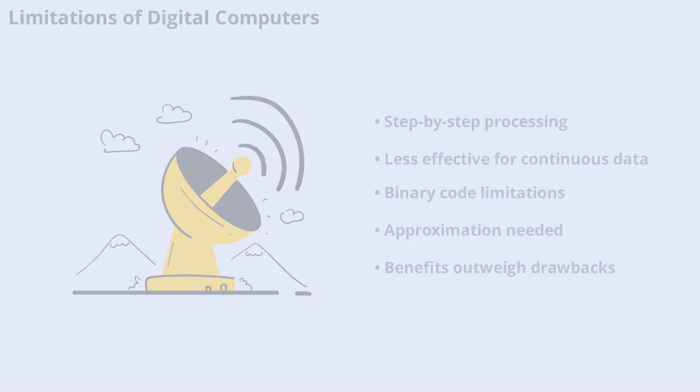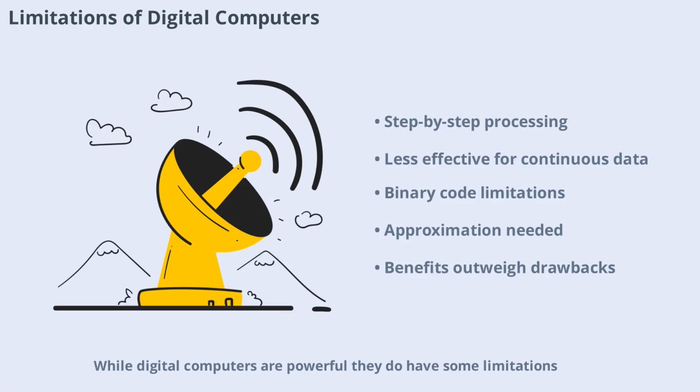While digital computers are powerful, they do have some limitations. They process information in steps, which can make them less effective for tasks that require smooth, continuous changes. Additionally, they rely on binary code, which means they sometimes need to approximate real-world data. Despite these challenges, their benefits far outweigh their drawbacks for most applications.